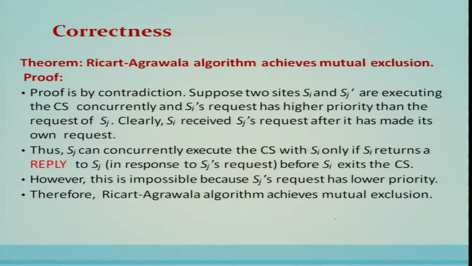Thus, Sj can concurrently execute the critical section with Si only if Si returns a reply to Sj in response to Sj's request before Si exits the critical section. However, this is impossible as far as the algorithm is concerned, because Sj's request has the lower priority, so it will defer it. That is why the assumption that Si and Sj are both executing the critical section is contradicted. Therefore, the Ricart-Agrawala algorithm achieves mutual exclusion.